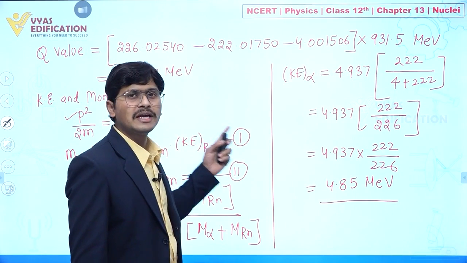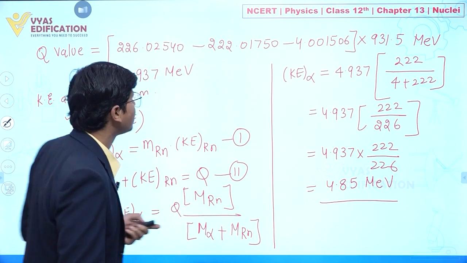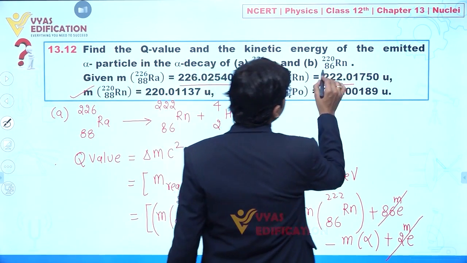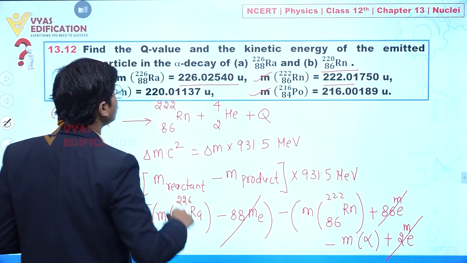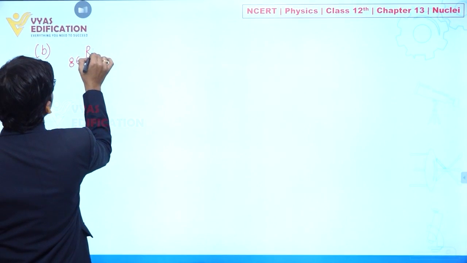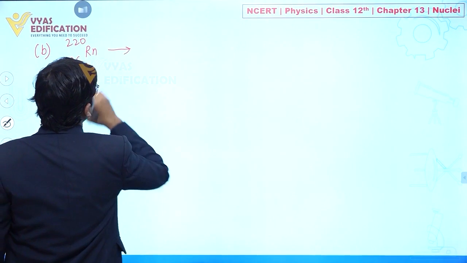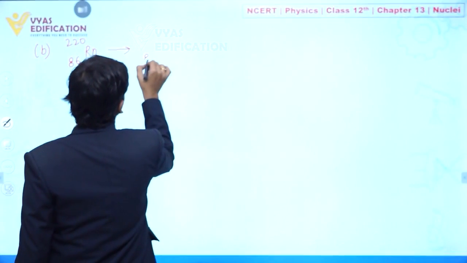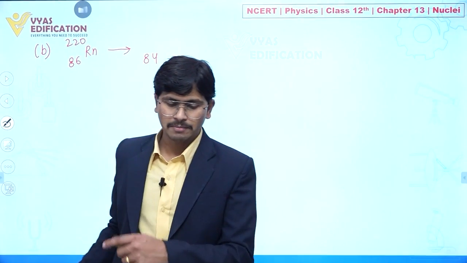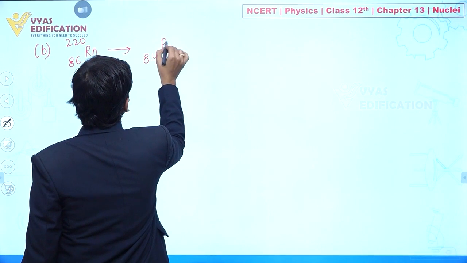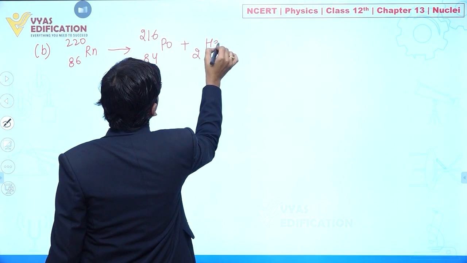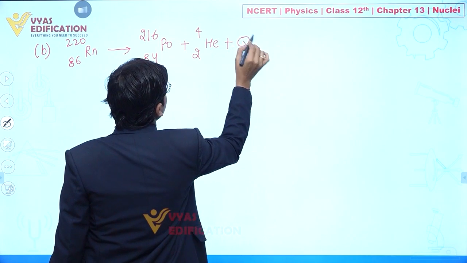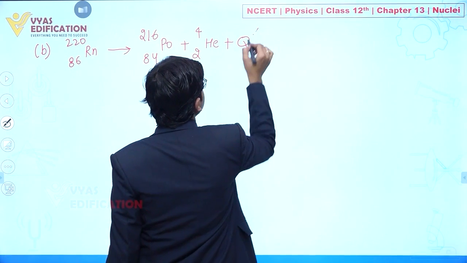Now we have one more part. This is only one part that we calculated. First we calculated the Q value, second we calculated the kinetic energy of the alpha particle. Similarly we have to find the same thing for radon also. So how can we write? Let's suppose I am talking about part B, that is 86 radon 220. Now suppose an alpha particle is emitted. When the alpha particle is emitted, this becomes 84, and 84 is the atomic number for polonium. So this is 216, plus an alpha particle is emitted, plus definitely you will find some Q value. Let's suppose I call that Q dash.